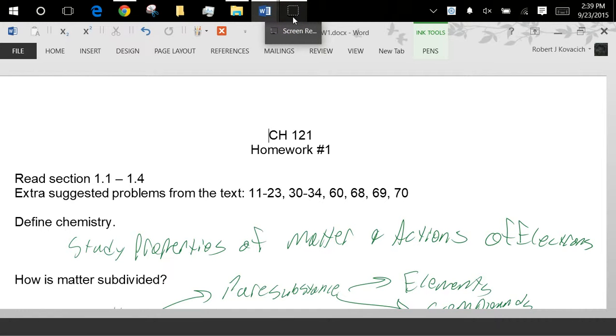Okay. How many points is this homework for? 5. Okay. So I'll show you.